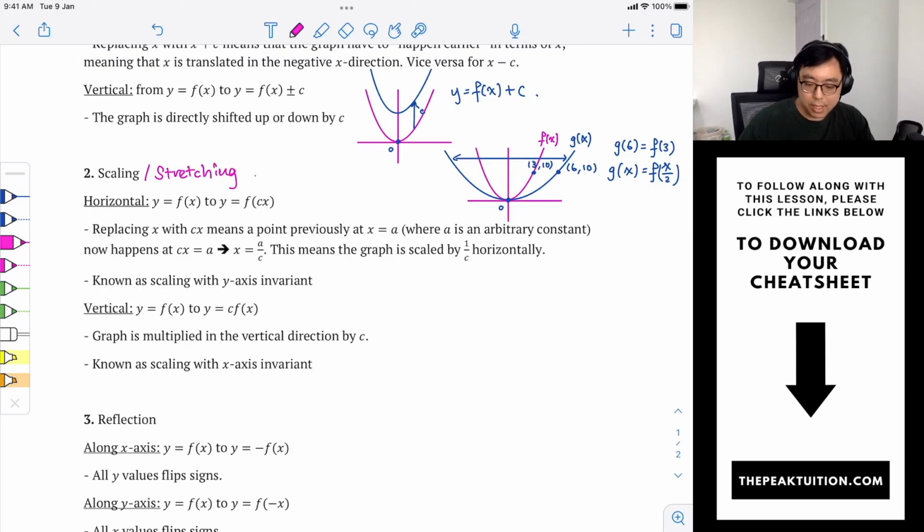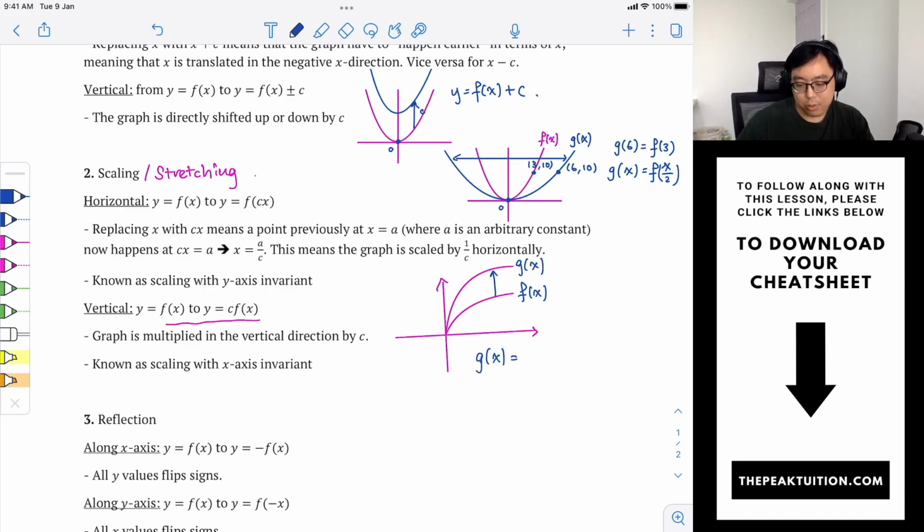So in the case of vertical scaling, again, it's very straightforward. It's just a matter of the graph getting multiplied in the y-axis by c when you multiply it by c. Here it might be easier to see a different graph. For example, a graph that looks like this, a curve. If we scale it by 2 like this, we are simply multiplying it, where g(x) equals 2f(x).